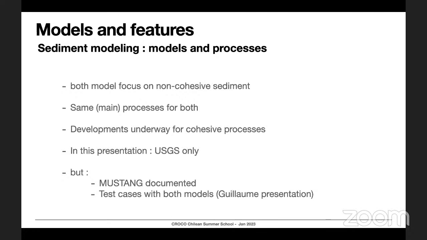So, as I said, those models can do both cohesive and non-cohesive sediment. But with the USGS model, we are more experienced with non-cohesive sediment, and some people are more experienced with cohesive sediment. There are some developments underway in both models, so both models are alive. Both models are also documented, and we have test cases for both. So for all test cases with sediment, you can choose to activate either USGS or Mustang, and you can compare the results if you want.